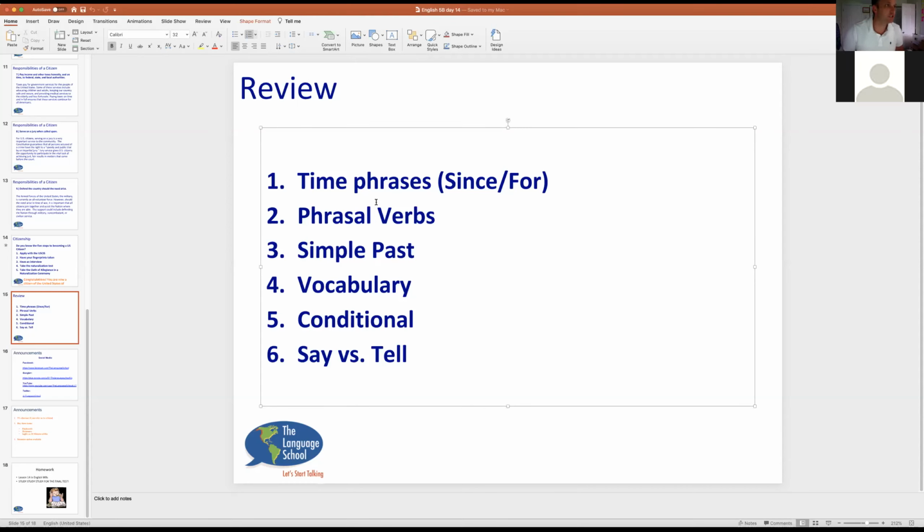The next step is to review. We can just talk a little bit, in this level we did the time phrases, our phrasal verbs, the simple past tense, the vocabulary, conditional, say versus tell. But that's it for this level. The next step, Eduardo, is to take the final exam.